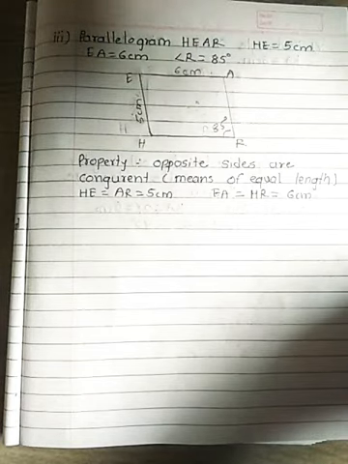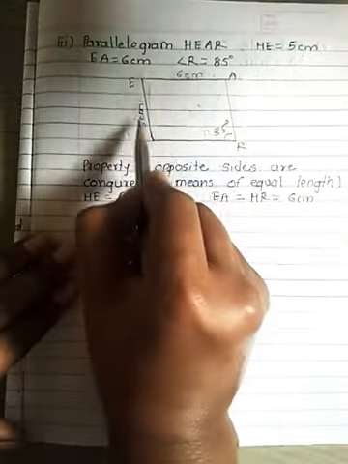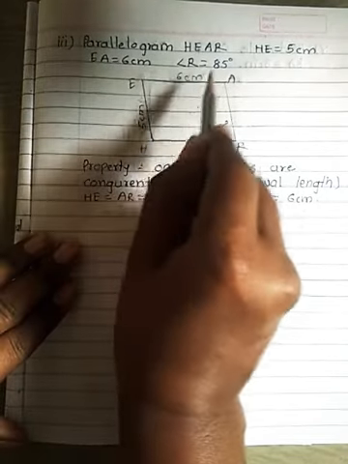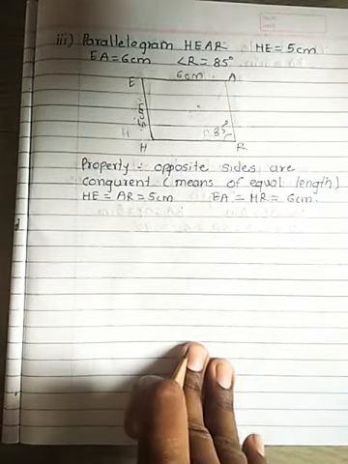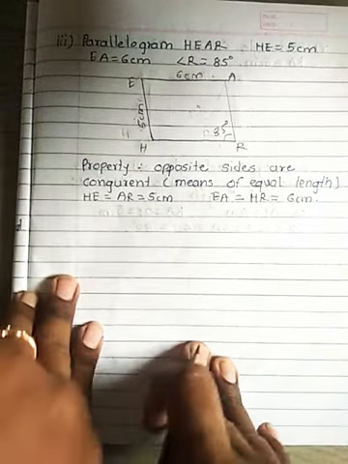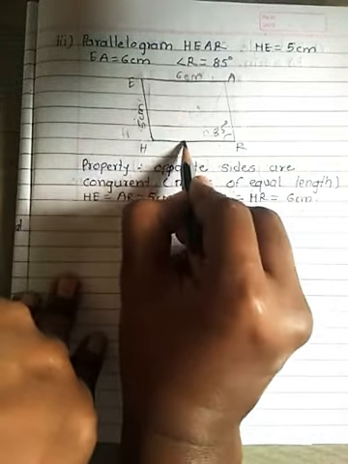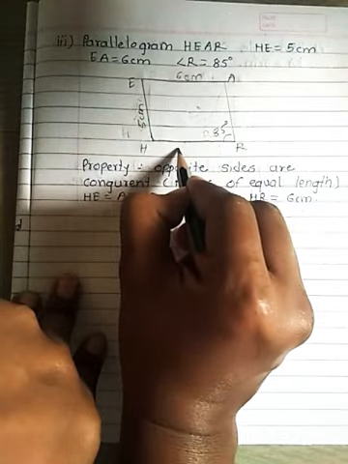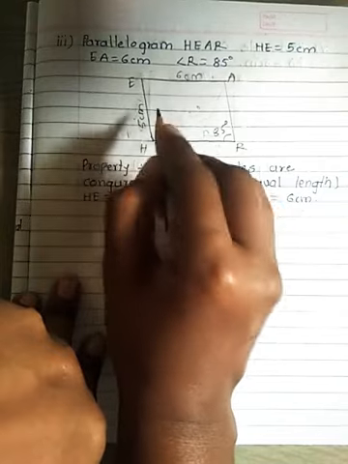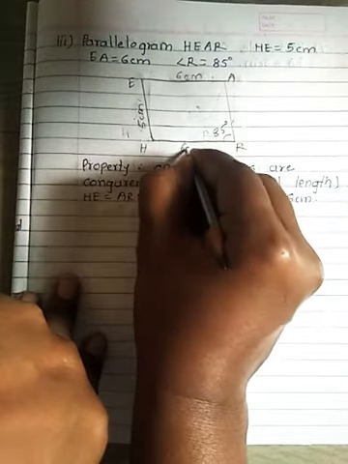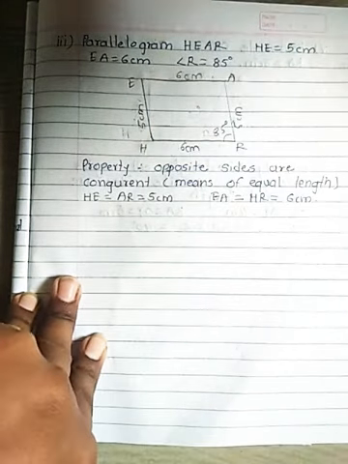Now third example is parallelogram HEAR, where HE is 5 cm, EA is 6 cm and angle R is 85. This angle is given 85. Now see your parallelogram property is opposite sides are equal. Opposite sides are equal means this side and this side will be 6 centimeter. This side and this side will be same and this side and this side will be same. So this one will be 6 centimeter and this one will be 5 centimeter.